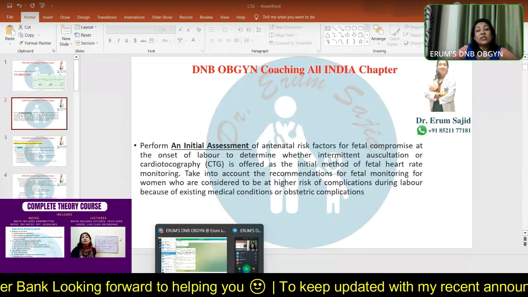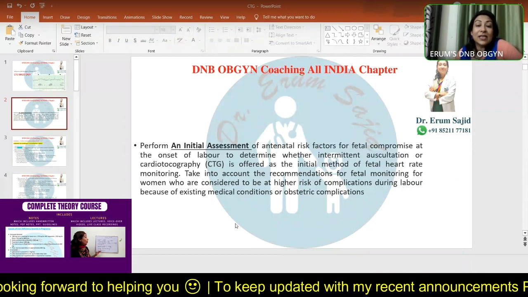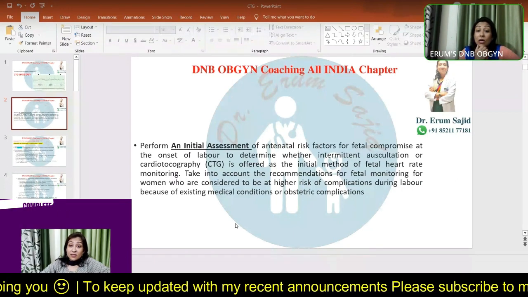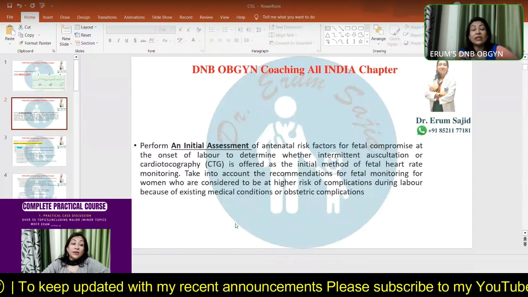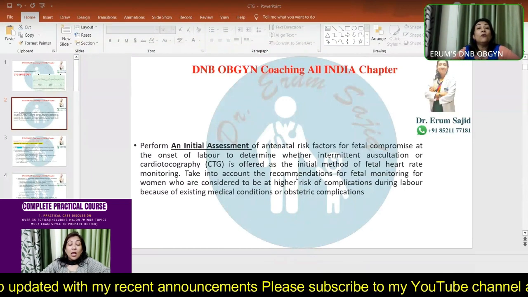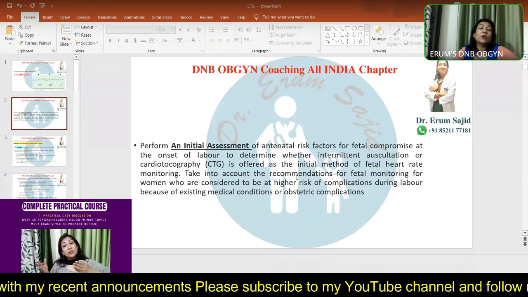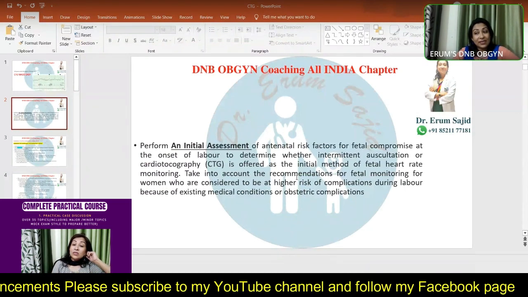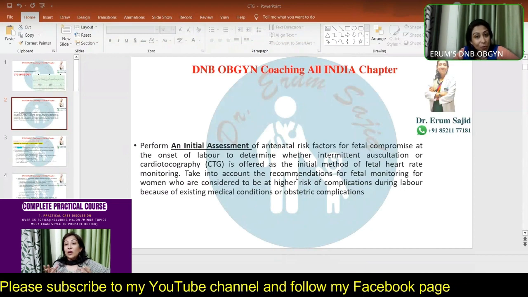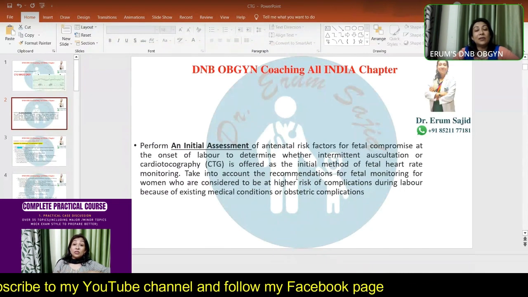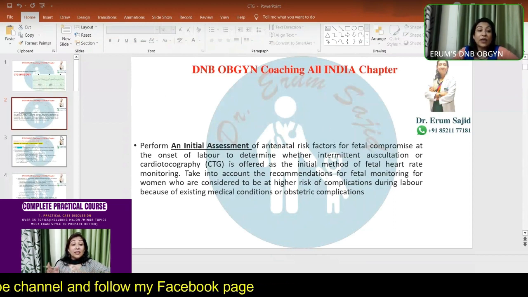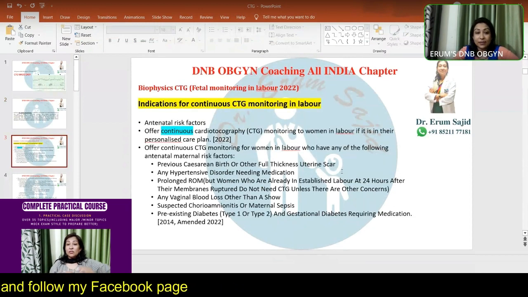Moving forward. So this is just a quick initial assessment you need to do for every patient wheeled into your labor room, to assess the antenatal risk factors for any kind of fetal compromise because of any maternal or fetal condition, to understand whether this patient needs intense monitoring or she can easily be dealt with by intermittent auscultation. And what are those guidelines? Even for that, we have a few important things in the guidelines.